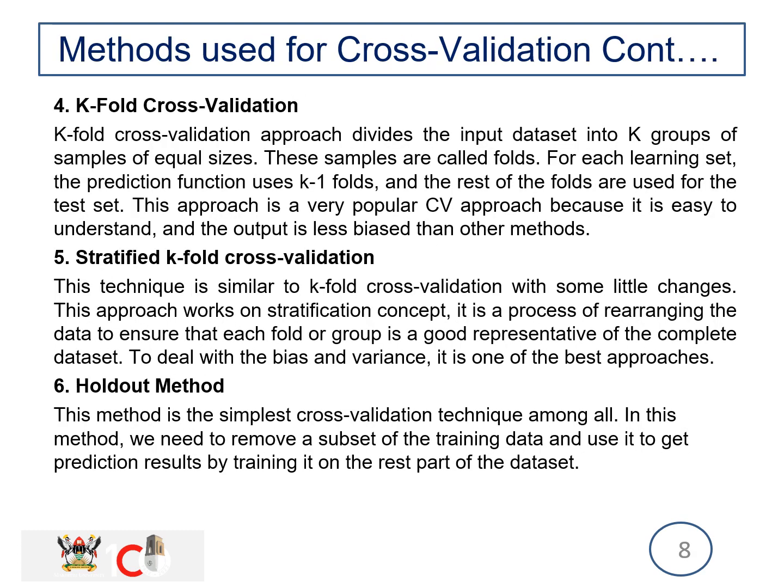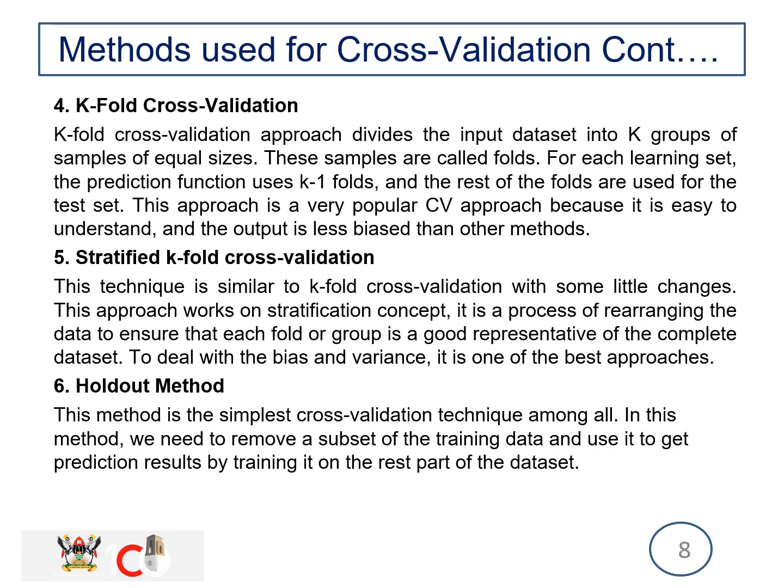We also have K-fold cross validation. The K-fold cross validation approach divides the input data set into K groups of samples of equal sizes. These samples are called folds. For each learning set, the prediction function uses K minus 1 folds, and the rest of the folds are used for the test set. This approach is a very popular cross-validation approach because it is easy to understand and the output is less biased than other methods.